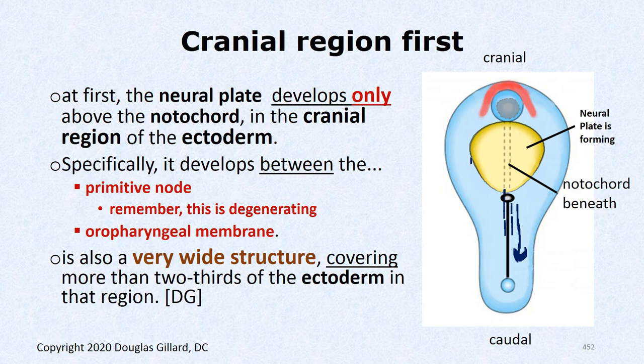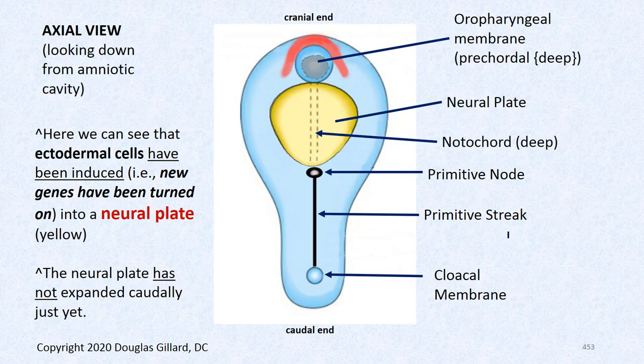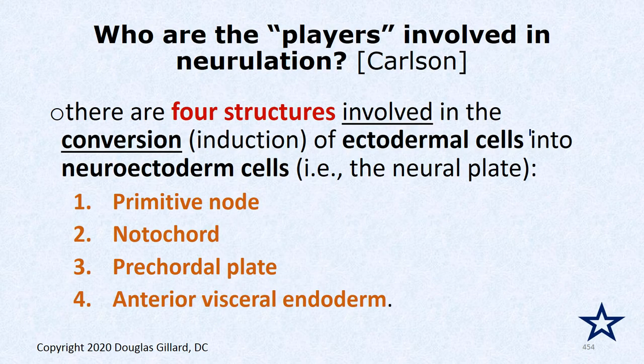Notice it's a very wide structure at first. But as the primitive streak regresses and the notochord elongates, we're going to form a more narrow structure, and that's going to give us that key-shaped structure. Okay, there's another view of it. Here we can see the ectoderm cells have been induced.